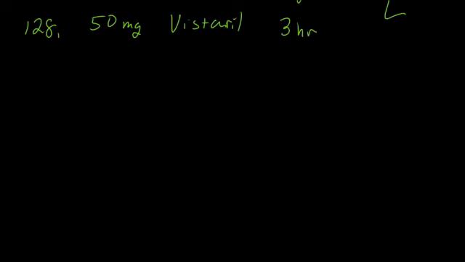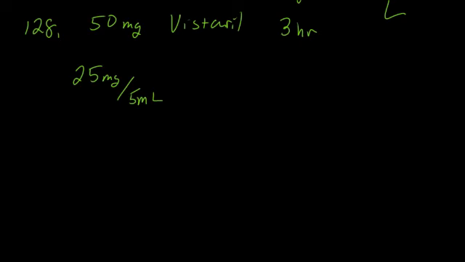Okay, the suspension contains 25 milligrams for every 5 mils. 25 milligrams for every 5 milliliters. What volume of the suspension in milliliters should be administered to the patient every 3 hours? Okay, every 3 hours. So we're looking for 50 milligrams of Vistaril for every 3 hours, and the suspension is 25 milligrams for every 5 milliliters.